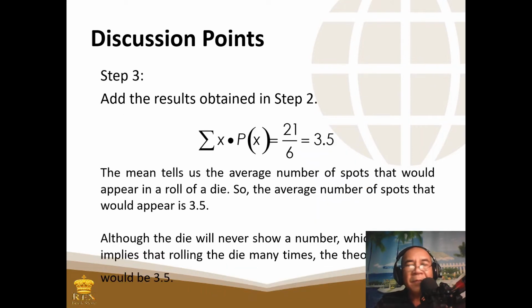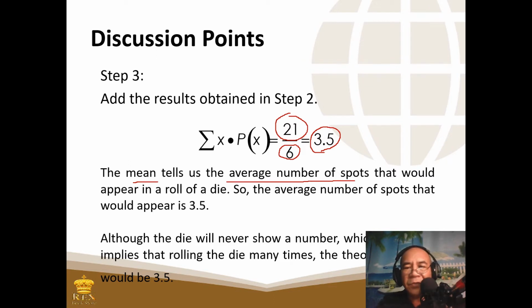So step number 3, add the results obtained in step 2. The mean tells us the average number of spots that would appear in a roll of a die. So the average number of spots that would appear is 3.5, because when you add all the results it is 21 over 6. When you divide 21 by 6, it is 3.5. So 3.5 is the mean of the probability distribution.